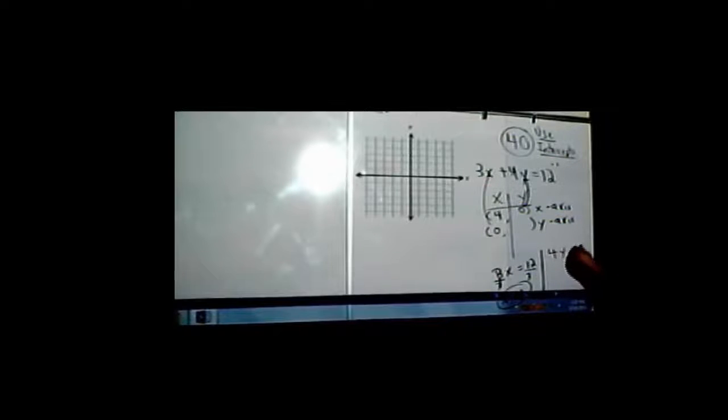And then you do the opposite. You plug in 0 for x and solve for y. So 3 times 0 cancels. So you have 4y equals 12. Divide both sides by 4, and we have y equals 3. And then those are my two ordered pairs. So this is the x-intercept, and this is the y-intercept.